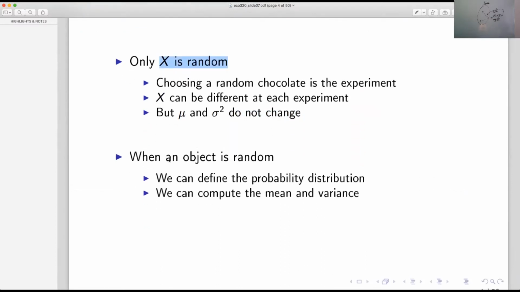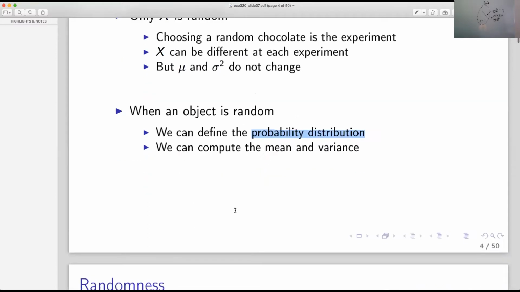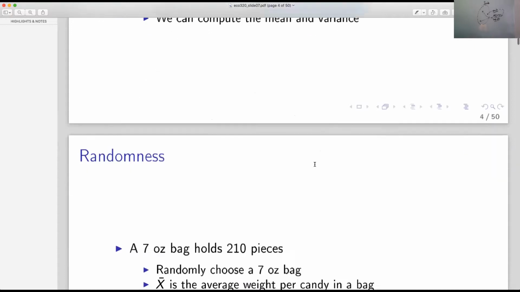So when something is random, we can define the probability distribution, because there's a 30% chance it's going to come up with something, or a 70% chance it's going to give another value, something like that. So we're going to have some kind of distribution with some probability assigned to each of the outcomes. Based on that, we can compute the average and variances.